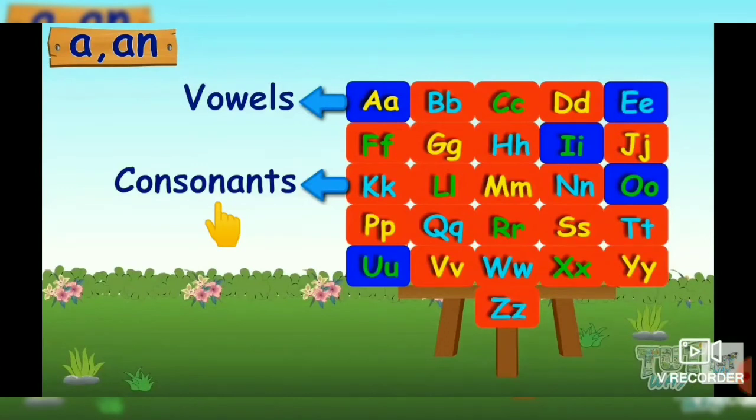Children, we have 26 letters in English. Okay? Out of them, only 5 are vowels. What are they? A, E, I, O, U. The rest of them are consonants. Okay?